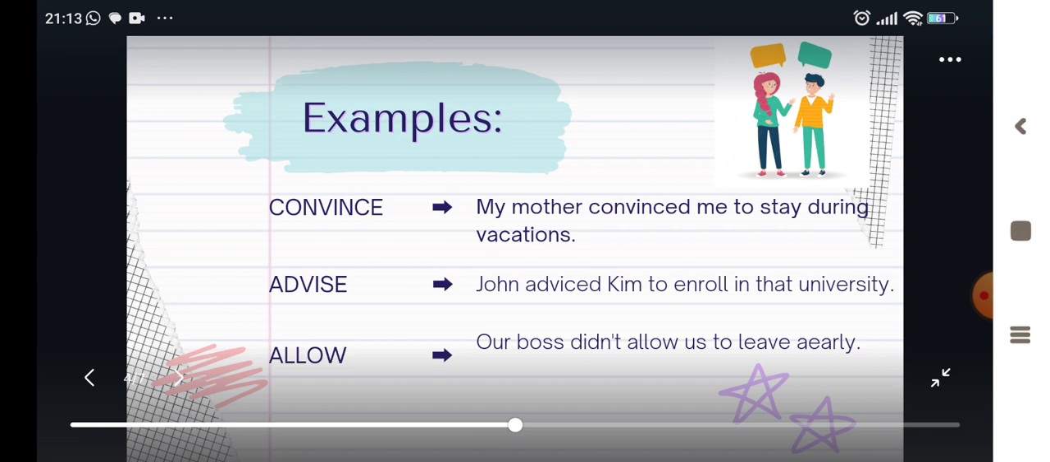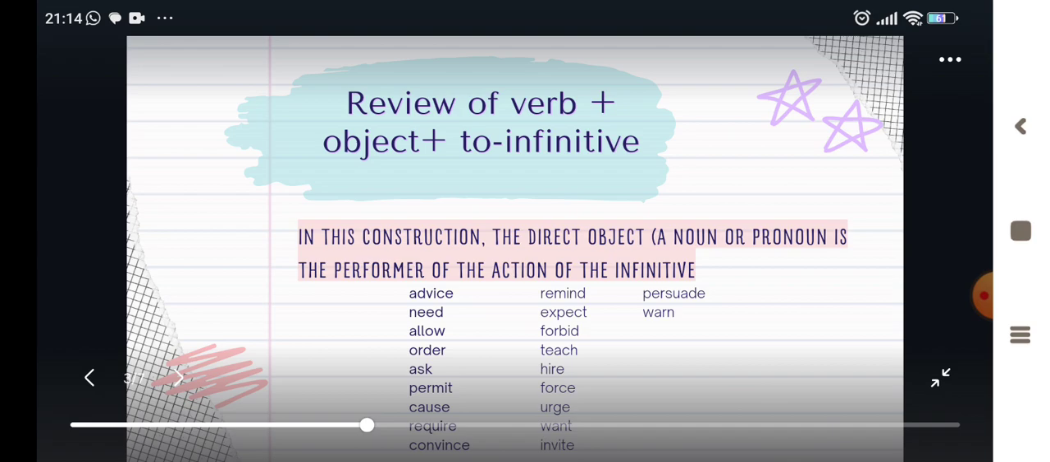and the word order is, as I said, in this case the verb, convince, advise, allow, or the others that I mentioned. Then the object, in this case me or Kim or us in the case of these sentences, and then we have the verb in the to plus infinitive, to stay, to enroll, to leave. Okay, so in this grammar, the most important thing is to remember this list of verbs to use this grammar.